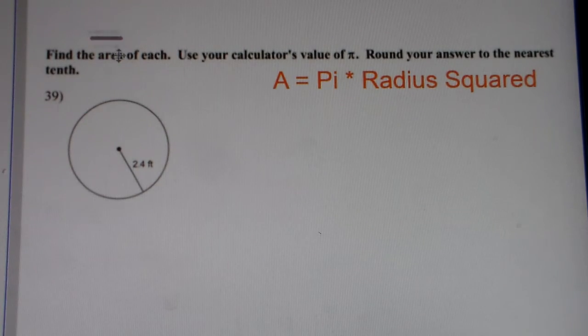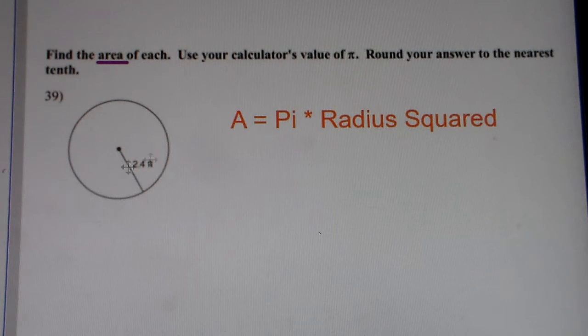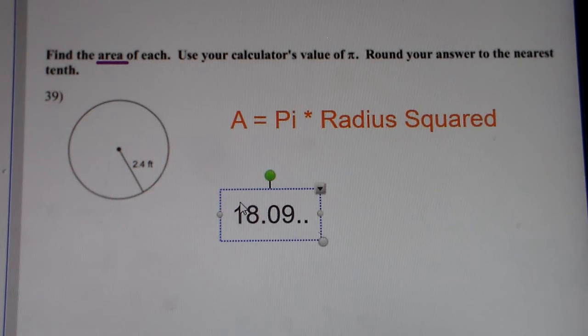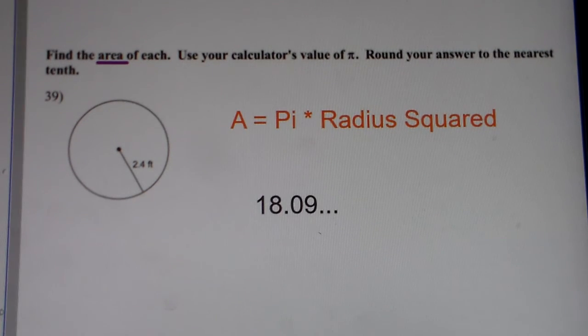Next up, we got to find the area of the circle. Area of a circle is pi times radius squared. So if your radius is 2.4, we got to go 2.4 times 2.4, and then times it by pi. And we're going to get 18.09 and change. That's the area of that circle.